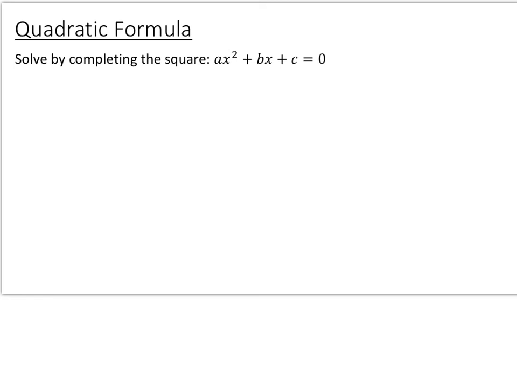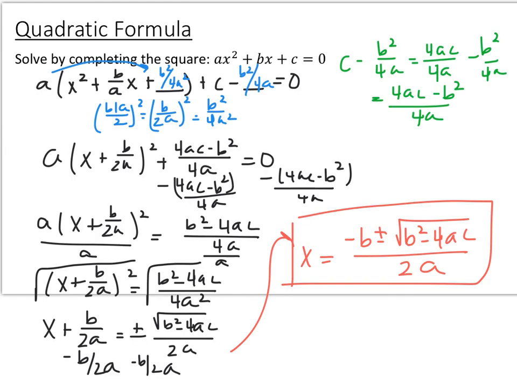So now we have one more. We have ax squared plus bx plus c is equal to 0. And I want you to go through the same steps to solve this by completing the square. So completing the square with a literal equation, I factored out an a to start, so you're left with a times x squared plus b over a x plus, leave your space, plus c minus, leave your space, is equal to 0.